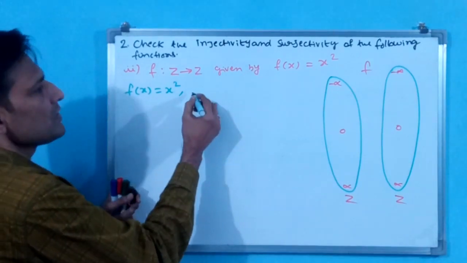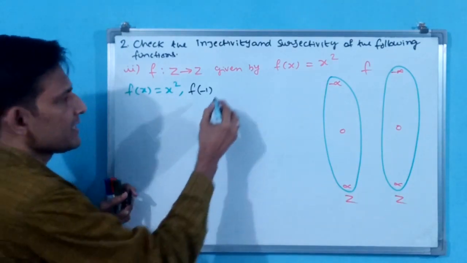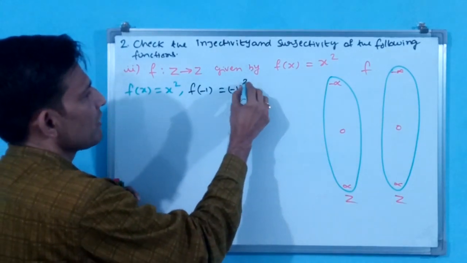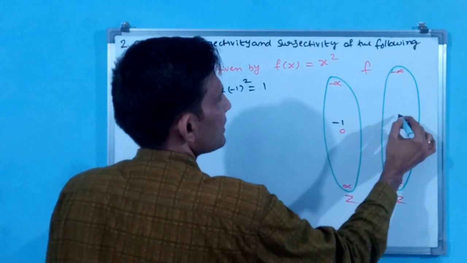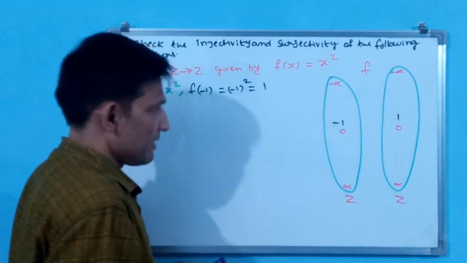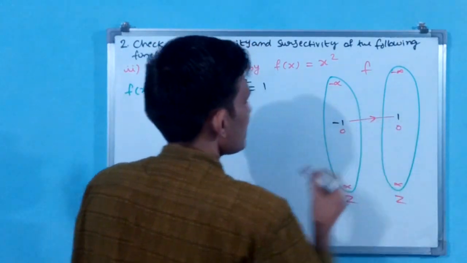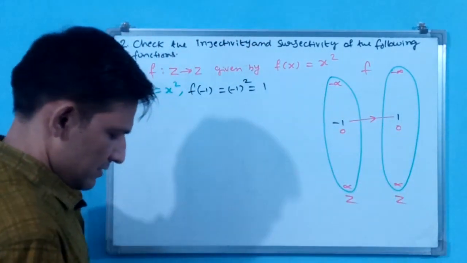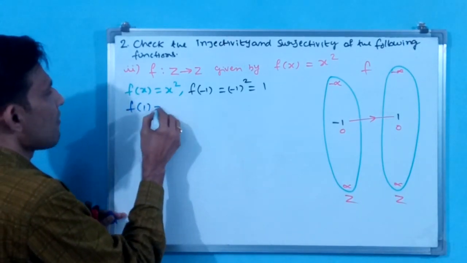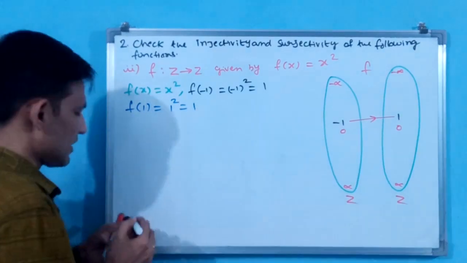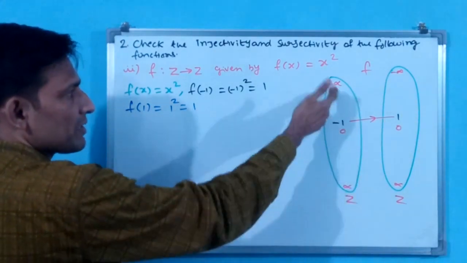Now you see, I take f of minus 1 first. Then minus 1 whole square is equal to 1. What I do here, I write minus 1 and 1 and I make a relation like this, minus 1 to 1. Okay. Next what I do? I do 1 also. f of 1 is equal to 1 square, that is equal to 1. Why? Because when I have taken minus 1, I can take 1 also, because both are available.